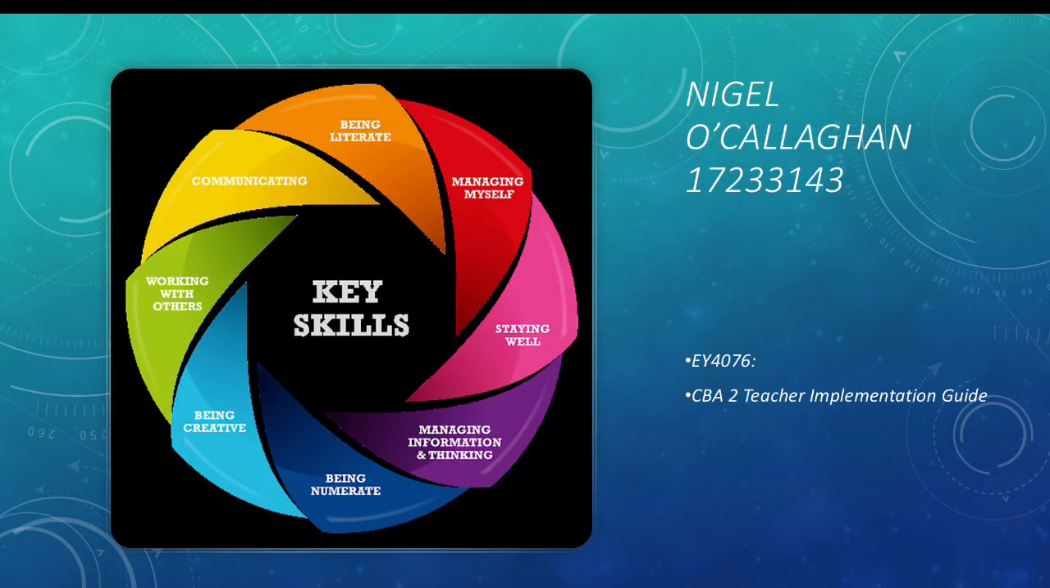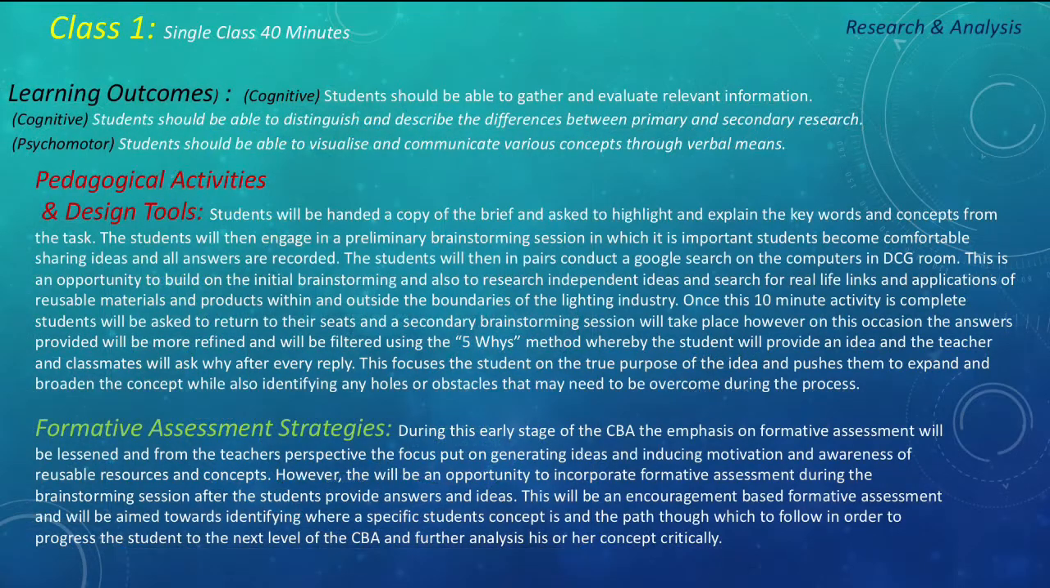So this is my CBA 2 Teacher Implementation Guide for EY 4076. For this guide, I aim to keep in line with the key skills outlined in the new Junior Star specifications, especially communication, working with others, and being creative.